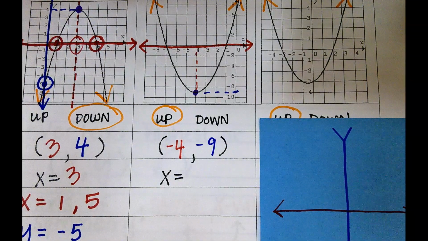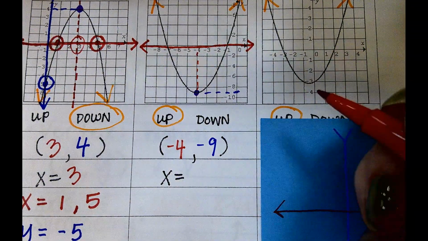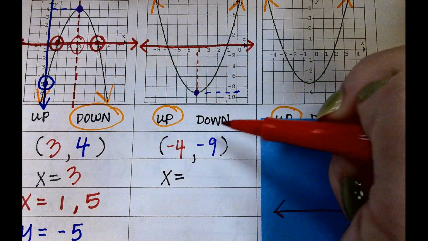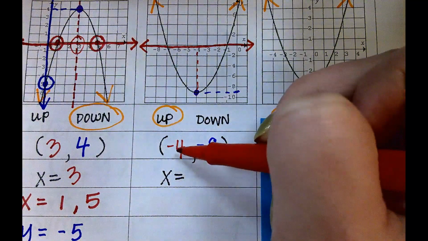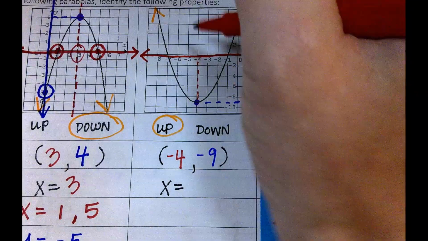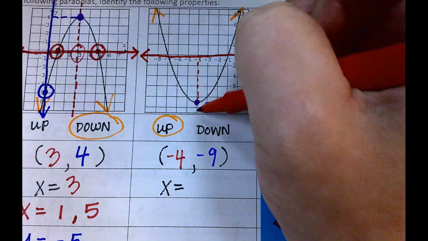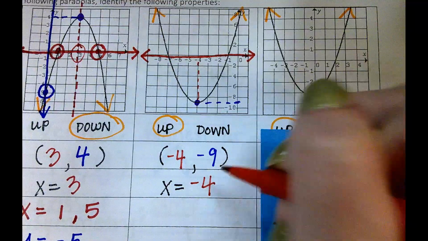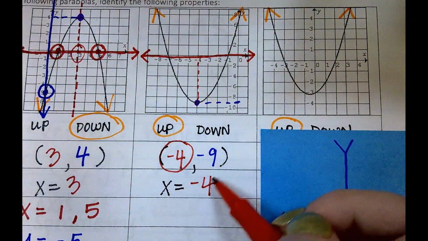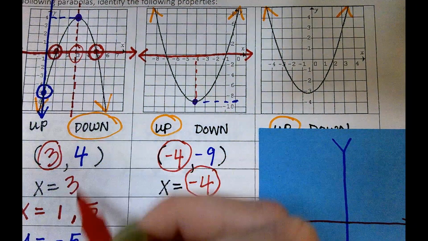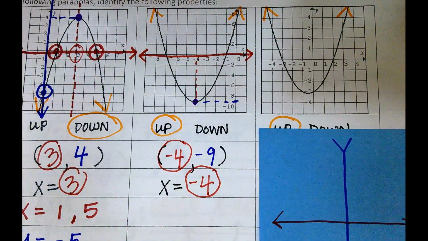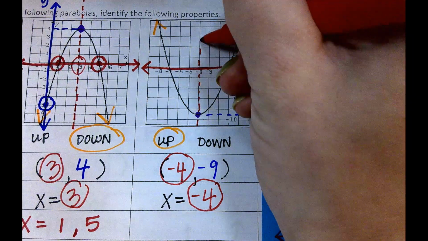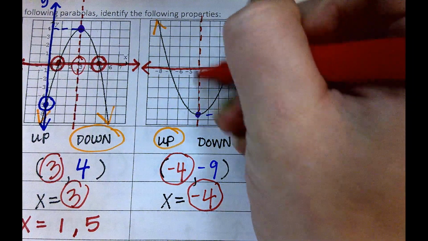Okay. What is my axis of symmetry? What is it? -4. It's okay. -4. It's going to be the same x as your vertex every single time. These are the same every time. And if we draw that, we'll see that that dotted line goes through the center and it goes through -4 right there.